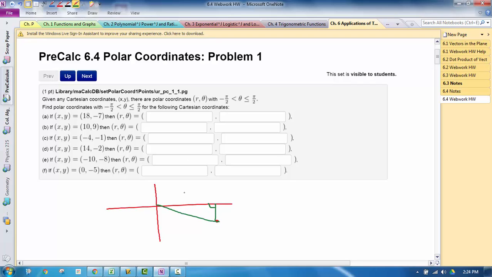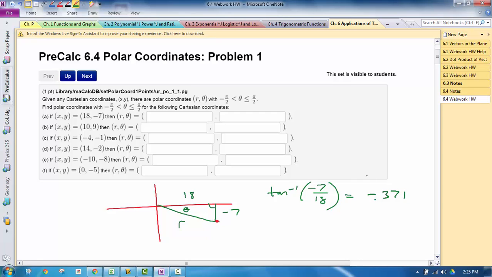I'm going to make a right triangle here, call this 18, call this negative 7. And then what they want us to find is r and theta to convert this into polar. They wanted a negative angle here because they want it between negative 90 and 90. So, to find that, I'm going to do inverse tangent of opposite over adjacent. That gives you my angle. Make sure you're in radian mode.